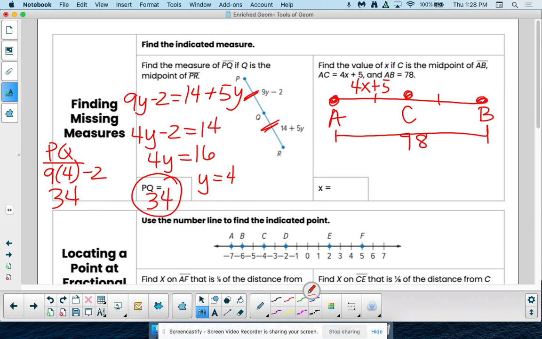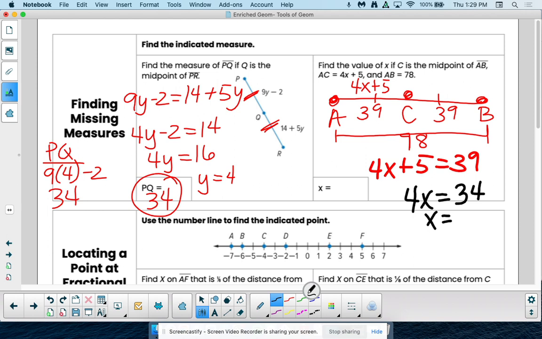We could double this and set it equal to 78, or what's half of 78? A little less than 50. 39. I would know that these chunks have to equal 39. So you do whatever way your heart wants. You could set 4x plus 5 equal to 39. That's one way. Or the other way, double this and set it equal to 78. Whatever works for you works for me. Okay? Since this is on the board, I'll just solve it this way.